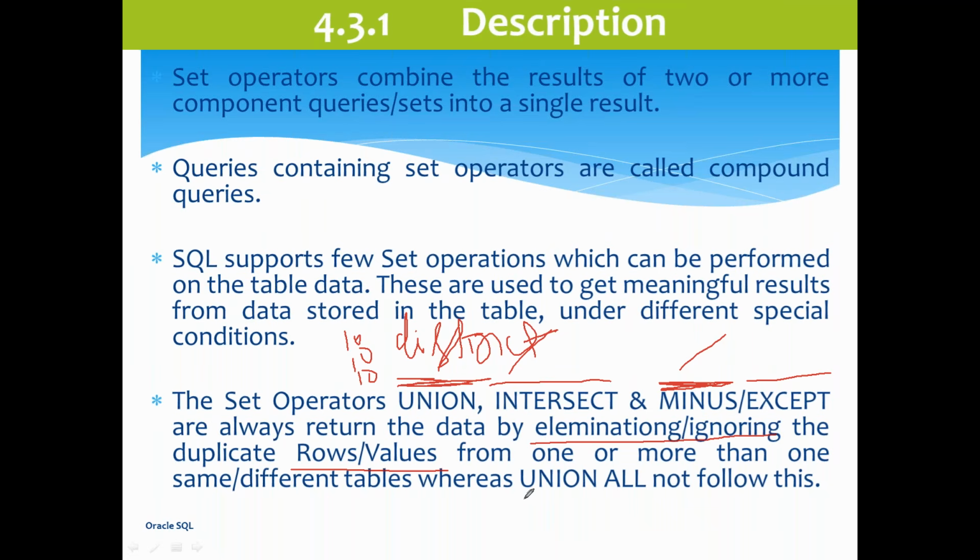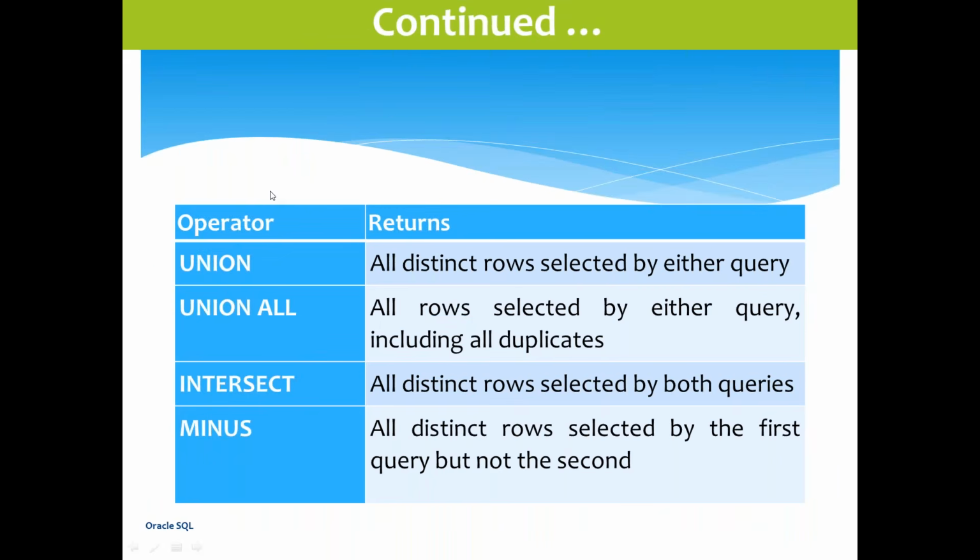Another set operator is union all. Union all will not ignore the duplicate values. It will not eliminate them directly. We have to mention the distinct keyword in that query, and then only it will ignore them. Otherwise, it will not. So these three operators automatically ignore the duplicate values, but union all does not. We have to mention distinct, then it will ignore. In this way, there are a total of 4 set operators: union, intersect, minus, and union all.